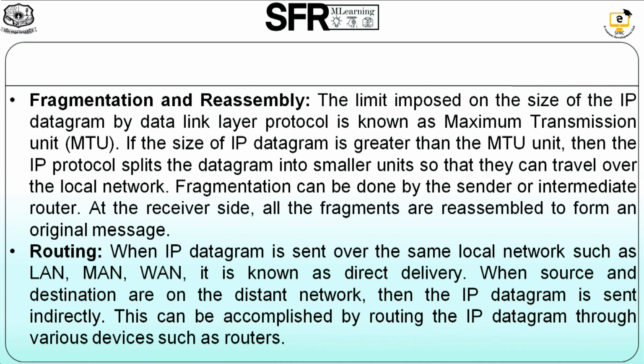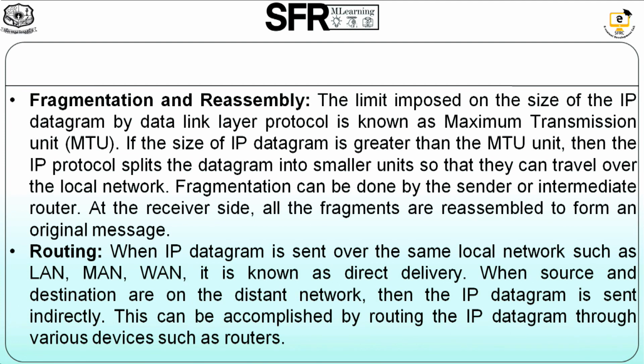The next responsibility is that it splits the data sent into fragments and reassembles them. The limit imposed on the size of an IP datagram by the data link protocol is known as the maximum transmission unit, or MTU. If the size of the IP datagram is greater than the MTU, then the IP protocol splits the datagram into smaller units so that they can travel over the local network.